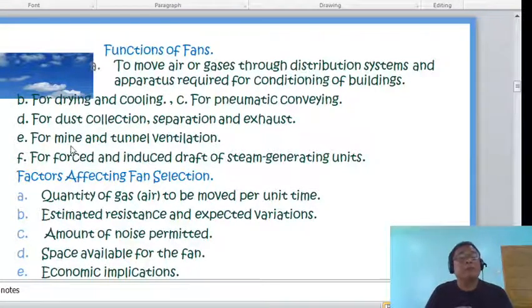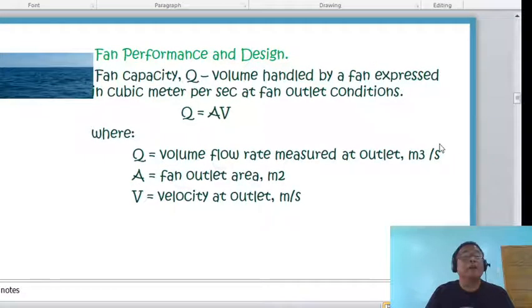So, factors affecting fan selection. We have here the quantity of gas to be moved per unit time, estimated resistance and expected variations, amount of noise permitted, space available for the fan, economic implications, and so on and so forth. So, fan performance, class. Fan capacity Q is the volume handled by a fan, expressed in cubic meter per second at the fan outlet condition. So this is basically, class, Q equals the cross-sectional area of the duct where the air passes through, and the velocity, of course, of the air.